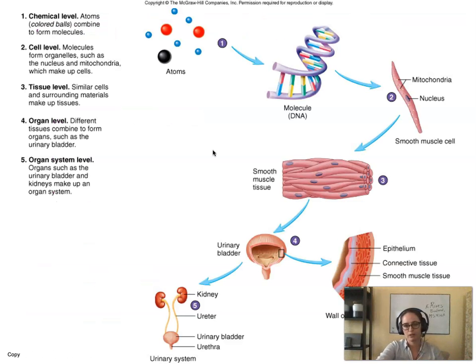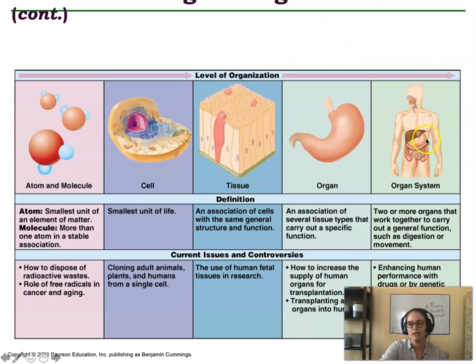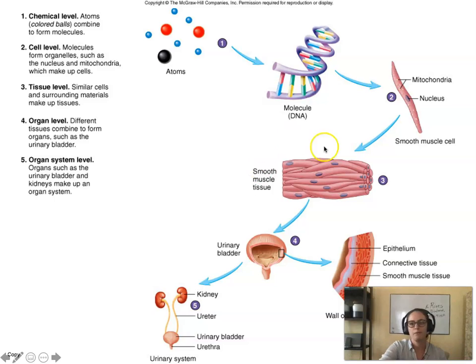This is from your textbook, and for whatever reason we've cut out the organism here. It's an image of an infant in your textbook. So again, atoms bind together to make molecules. Sorry about that. Molecules bind together to make cells. Cells accumulate together to become a tissue. Tissues accumulate to become an organ, and organs connect to each other to become an organ system.